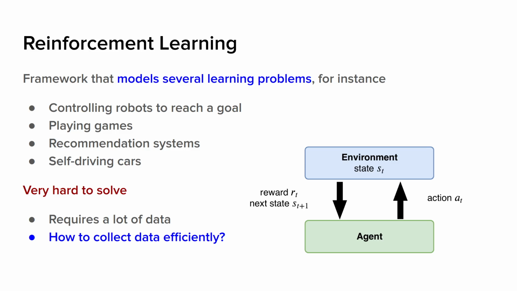Reinforcement learning is a branch of machine learning that can be used to model several learning problems, for instance, controlling robots to reach a goal, playing games, designing recommendation systems, or even self-driving cars. The problem is modeled as an agent interacting with an environment by taking actions and observing rewards, and the goal is to choose the actions in order to maximize the sum of rewards.